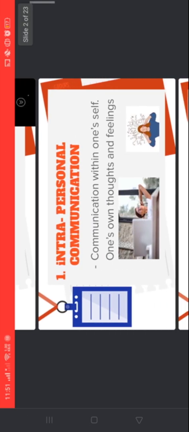When we talk about the types of communication, this is of course about the number of people talking, okay? The number of people talking, and we have four types of communication. The first type is intrapersonal communication. Intrapersonal communication is communication within oneself, one's own thoughts and feelings.